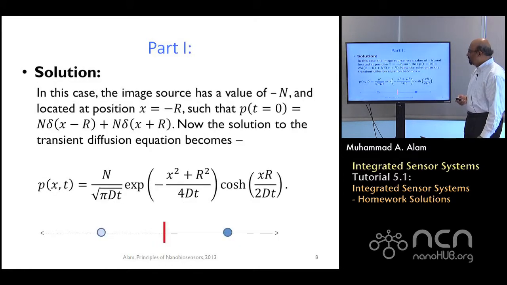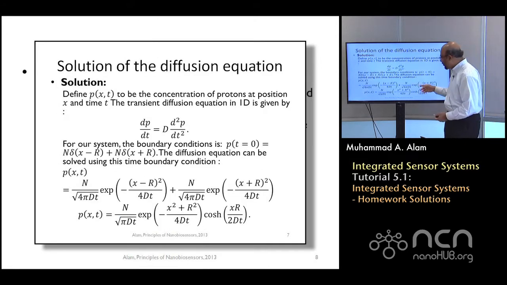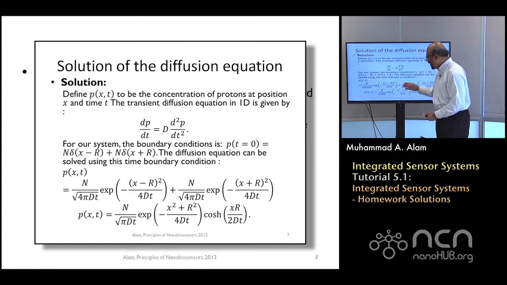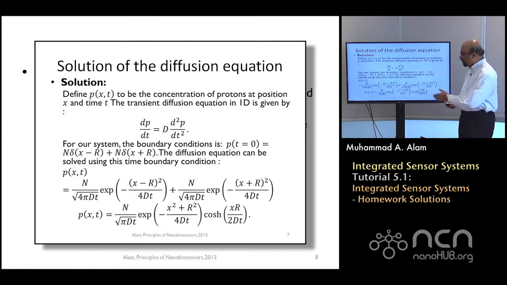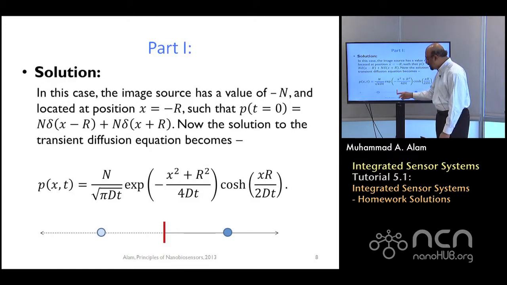Now, why this? You see, the solution has these two components. You have this plus this component. Why are these two components? Very briefly, of course, you could just take the solution and do it. But the way the solution was done, that assumes that this is your sensor.